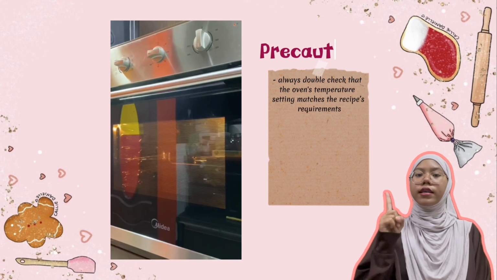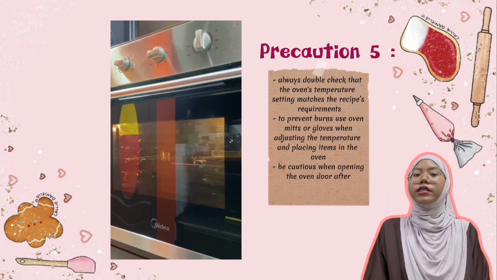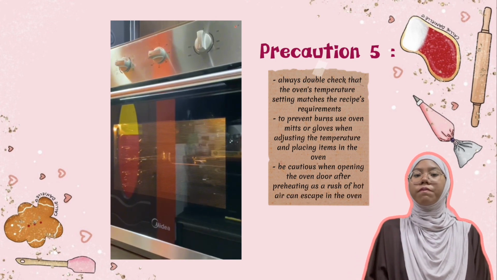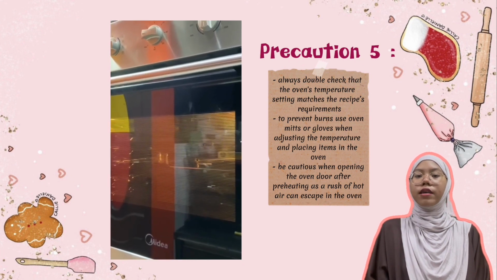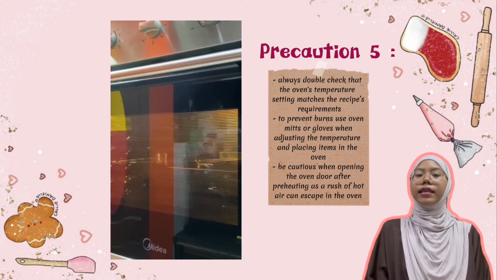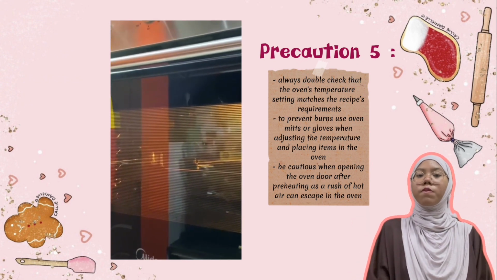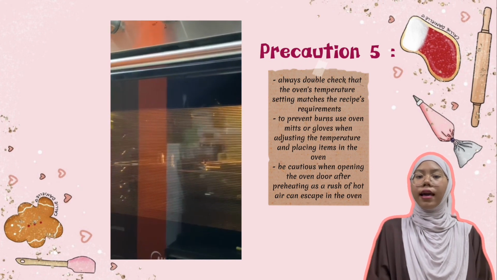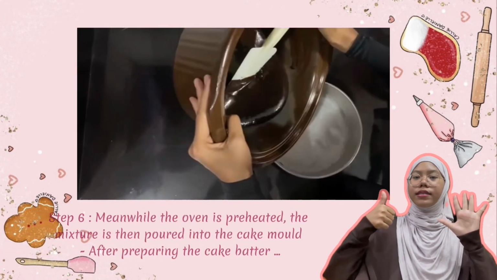Precautions. First thing is, always double check that the oven's temperature setting matches the recipe requirements. Number 2, to prevent burns, use oven mitts or gloves when adjusting the temperature and placing items in the oven. Number 3, be cautious when opening the oven door after preheating, as a rush of hot air can escape from the oven. Step number 6.